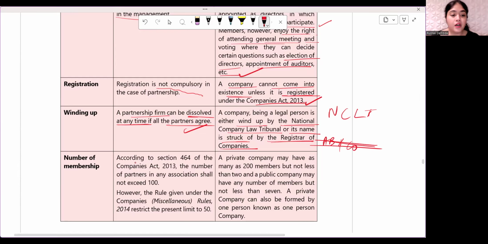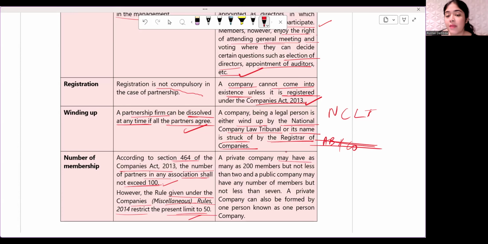Number of partners. Section 464 of the Companies Act says the number of partners in an association shall not exceed 100. However, the rule given under the Companies (Miscellaneous) Rules restricts the present limit to 50. So presently the limit is 50, but it can be extended to 100 by a change in the rules of companies. But for now, you need to remember 50 is the limit.